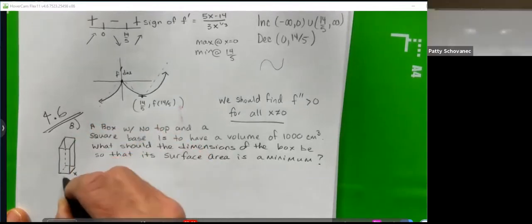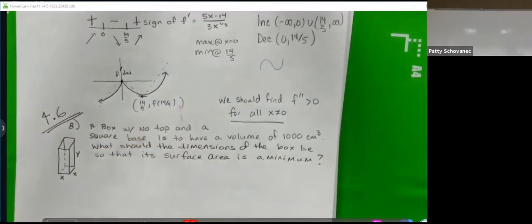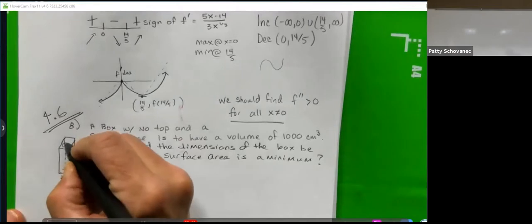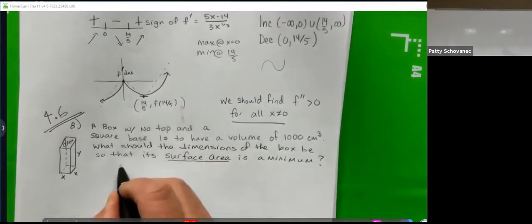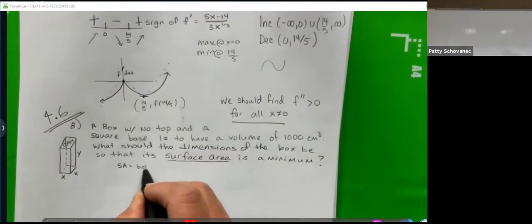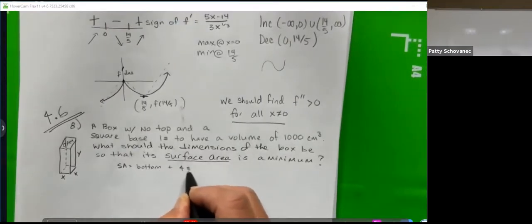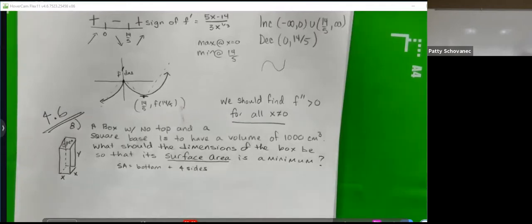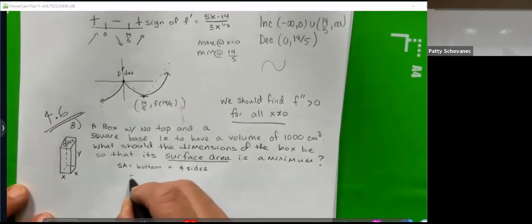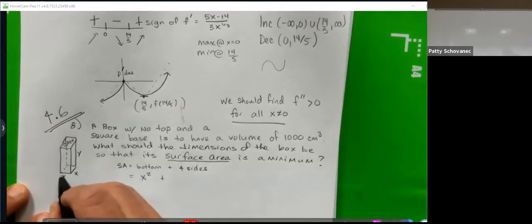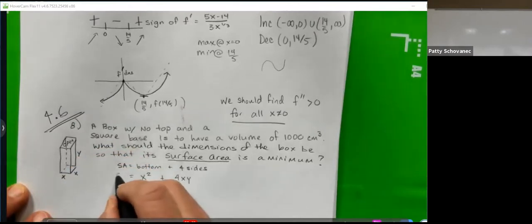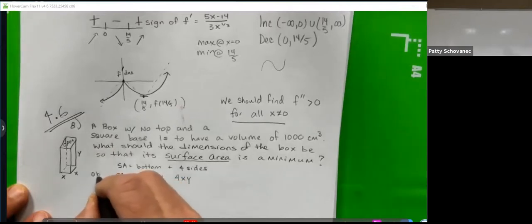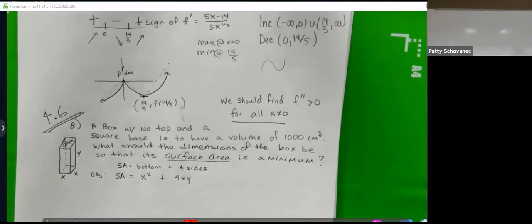It doesn't look square. I'll label mine with X, X, and Y. And the open top. So to get the surface area of this, we've got the bottom plus the four sides. And the bottom is the square, so I have an X squared here. Each side has dimensions X by Y, so 4XY. That's our objective function. And it has too many variables.